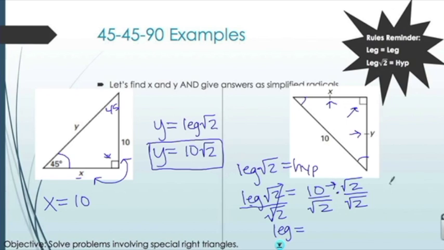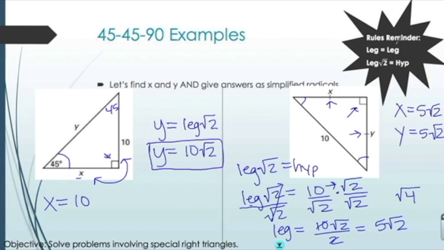All right, so 10 times the square root of 2 is 10 times the square root of 2. The square root of 2 times the square root of 2, remember, is the square root of 4, which is just 2. I can simplify that some more, we can reduce. So the legs are equal to 5 root 2. What's the value of x? X is 5 root 2. What's the value of y? Y is 5 root 2, because the legs are congruent.